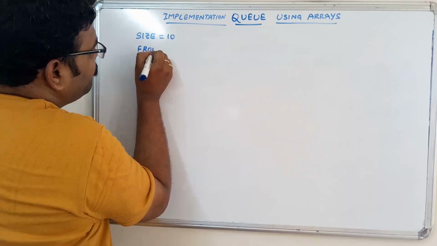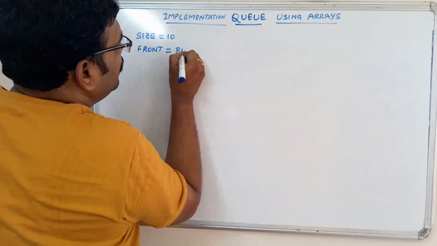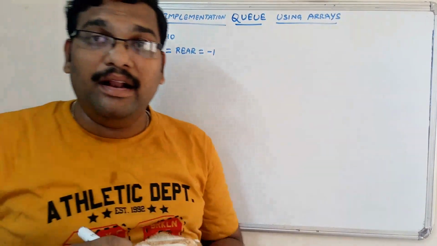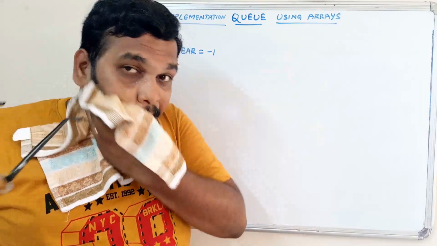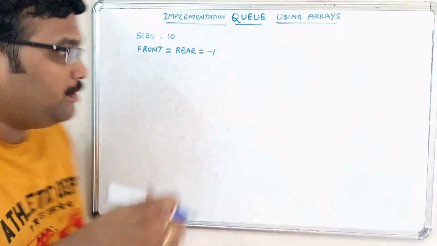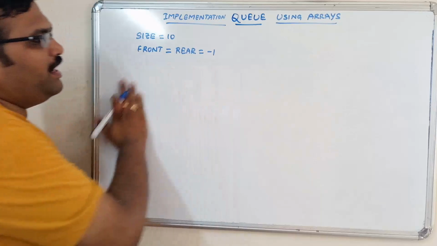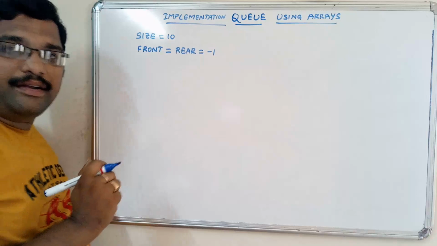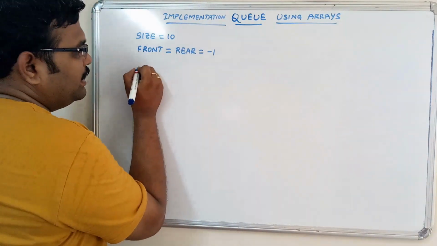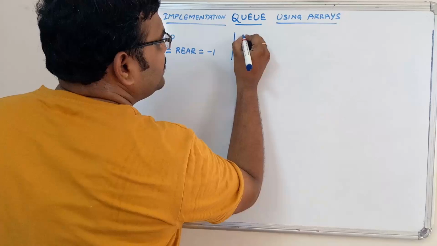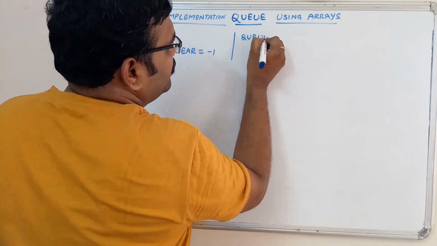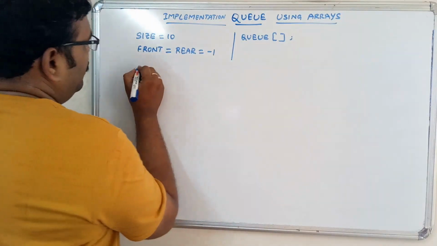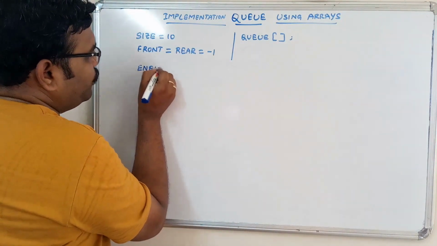Next, front is equal to rear is equal to -1. So both are equal, front and rear both are initialized to -1. Now after every enqueue operation we need to update the rear. After every dequeue operation we need to update the front, right? Now let us also declare a queue array with a size 10. Now we will go with the enqueue function.